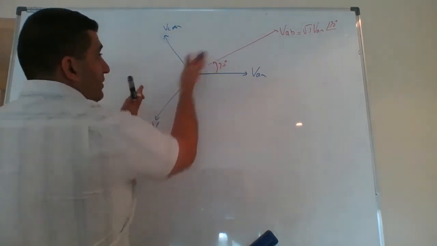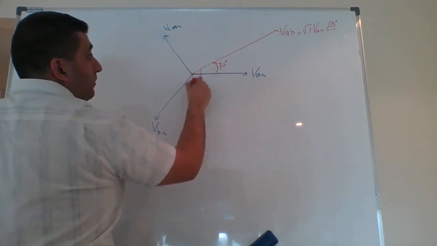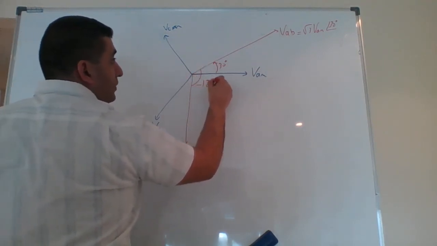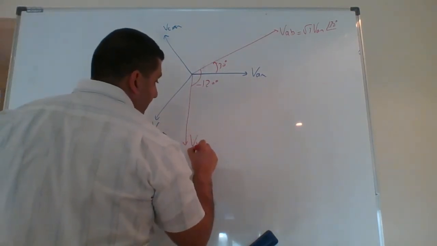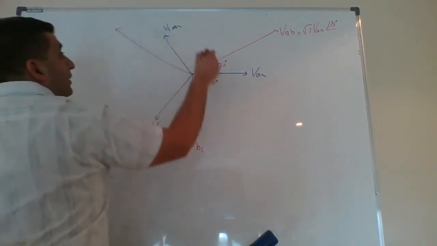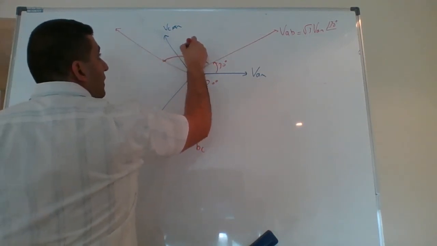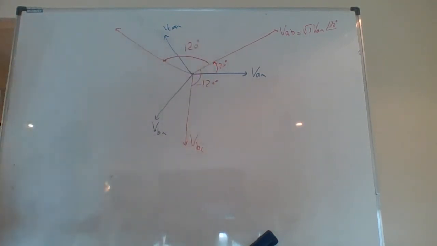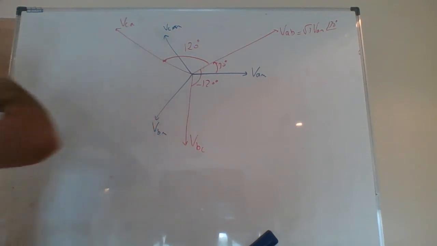Because I shifted by 30 degrees, this will now be minus 120 degrees. That will be VBC. And I have the last one, which will be 120 degrees shifted, and that will be VCA.